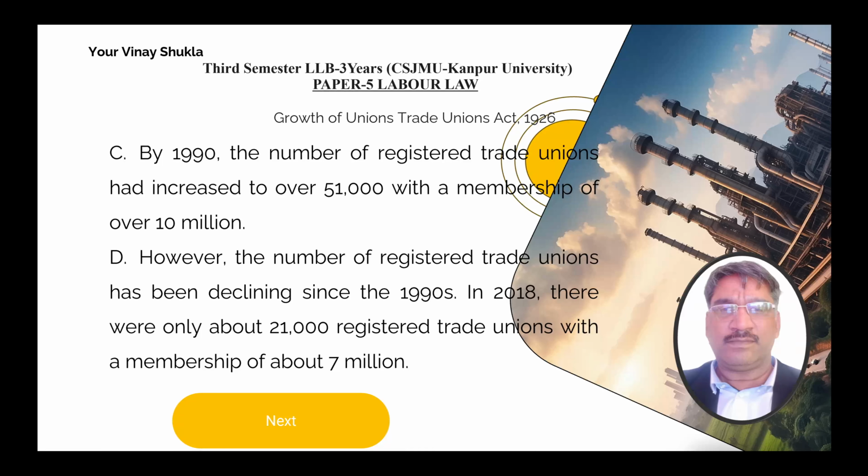By 1990, the number of registered trade unions had increased to over 51,000 with a membership of over 10 million. However, the number of registered trade unions has been declining since the 1990s. In 2018, there were only about 21,000 registered trade unions with a membership of about 7 million.